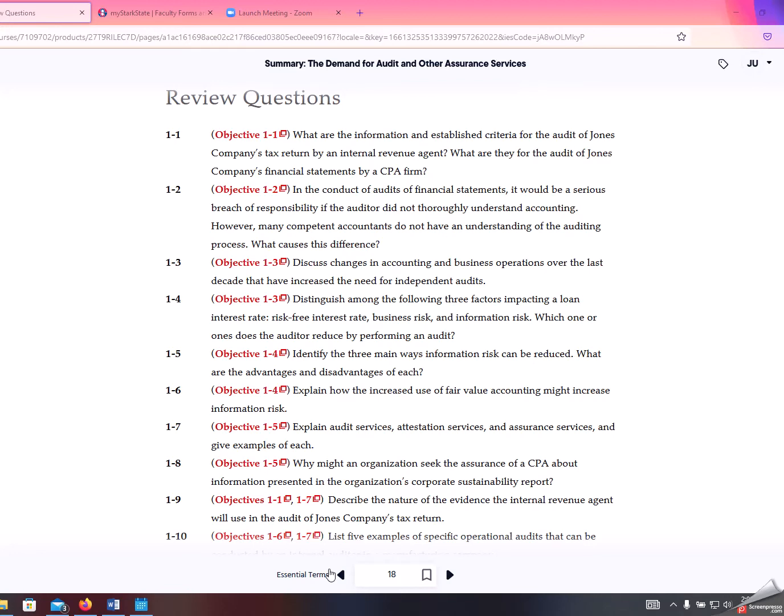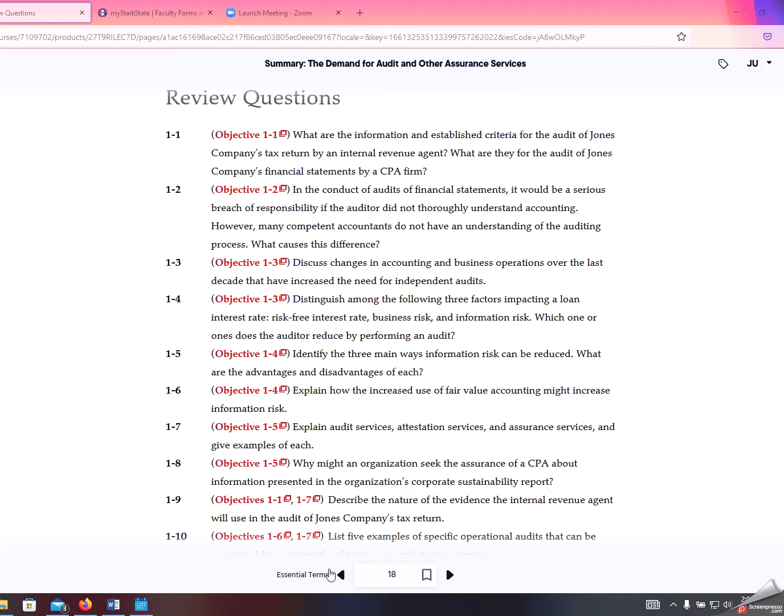So the first one asks, what is the information and the established criteria for the audit of a tax return by an Internal Revenue agent compared to the audit of the financial statements? It could be the same CPA firm doing those, but again, it's the criteria that is different. If we're auditing the tax return by an IRS agent, they're going back to the Internal Revenue Code and the tax laws to verify that the person is in compliance with that tax code and those tax laws. The tax return could be done by the CPA firm, but the audit would be done by the IRS agent.